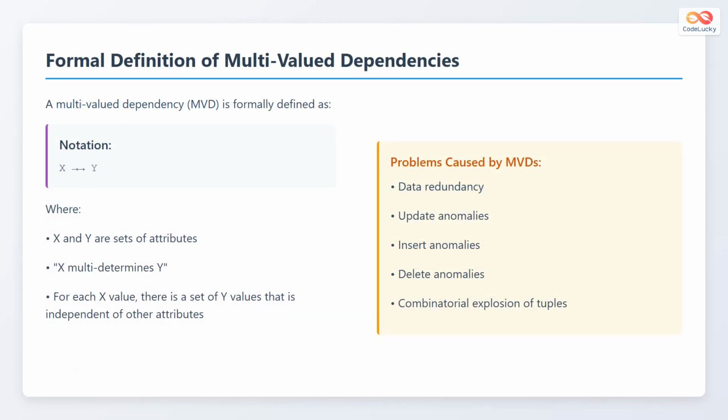A multi-valued dependency, or MVD, is formally defined as X →→ Y, where X and Y are sets of attributes and X multi-determines Y. For each X value, there is a set of Y values that is independent of other attributes. Multi-valued dependencies can cause several problems, including data redundancy, update anomalies, insert anomalies, delete anomalies, and a combinatorial explosion of tuples.